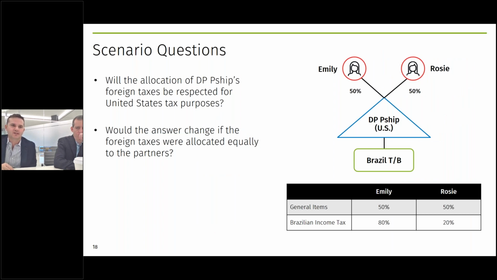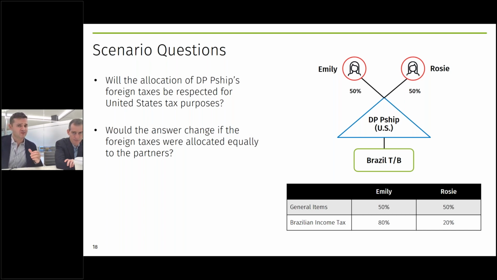So is that going to be respected? Well, we go through our test that Mitch laid out, right? Does this have substantial economic effect? Well, pretty obviously, no, because you've done a different income tax allocation than you have for general items. So the next question, are you within the safe harbor, right? Well, we go through the process of determining income items on a U.S. tax base, determining foreign taxes, allocating between categories. Well, here we only have one category.